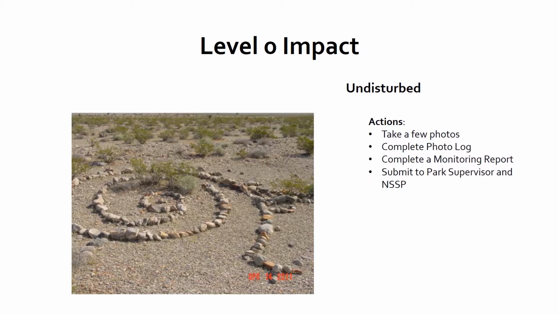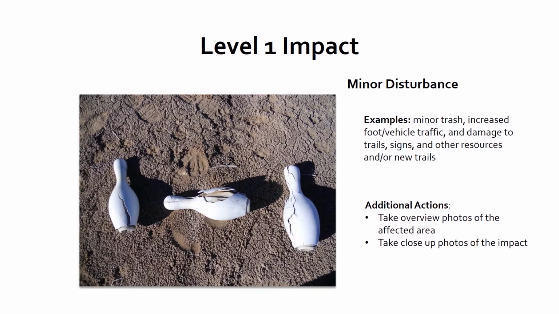If we were to have found trash, like in this photo, our impact level would have been a level 1, which is a minor disturbance. This also includes foot traffic, vehicle traffic, damage to trails, signs, and other resources that are not the actual archaeology at the site. So what you want to do is not just take a picture of a few of the site artifacts and features, but to also take an overview photo of the affected area and close-up photos of the impact.